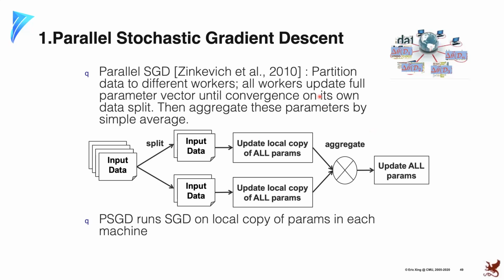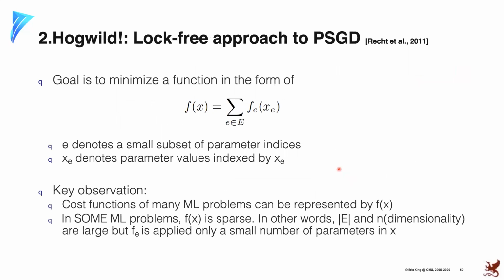Why does this happen? Because for all these workers, communication only happens twice. The first is when they get the data, and the second is when they do the average. And in all the intermediate steps, they do not have any communication with each other. So the first approach is very naive. That comes to the second approach, which is called Hogwild, and it is a lock-free approach to parallel SGD.